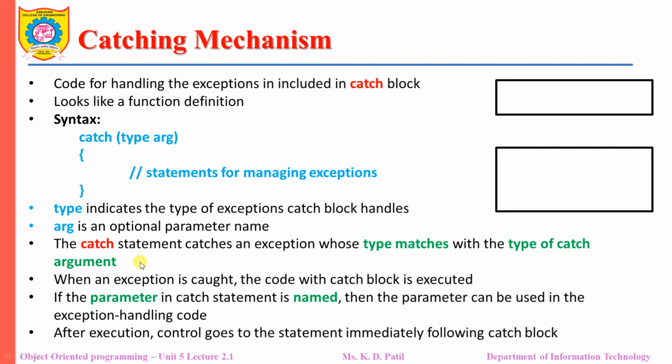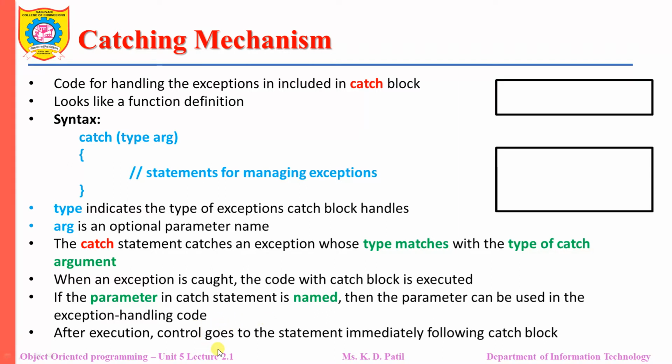That means when the try block detects an exception and throws an exception, of course it throws an exception of some type. So that type must match with this catch type. And if it is matched, then only the exception will be handled by that catch statement. When an exception is caught, the code with that catch block is executed. If the parameter in the catch statement is named, then the parameter can be used in the exception handling code.